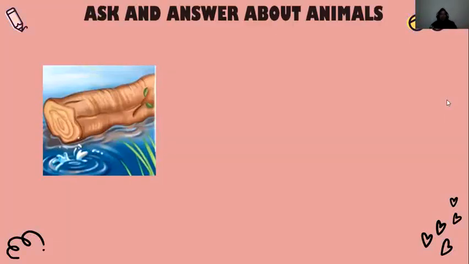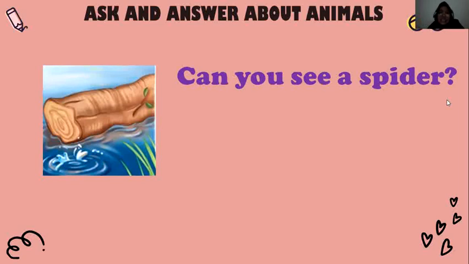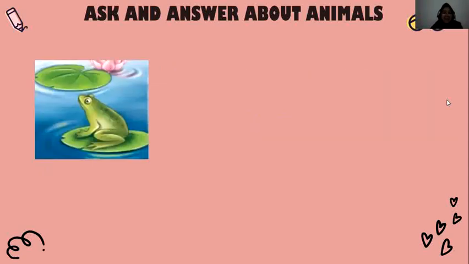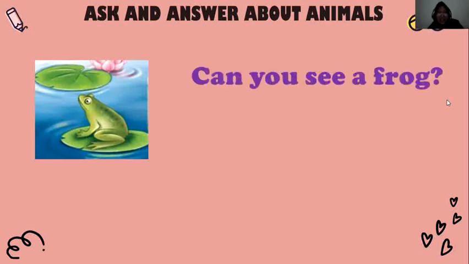Now, I'm asking you, can you see a spider here? Can you see a spider? Yes or no? Okay, no, I can't. Good. Nggak ada, Miss. Orang nggak ada laba-labanya. So I say, no, I can't. Now, the question is, can you see a frog? Yes, yes, yes. So you have to say, yes, I can.